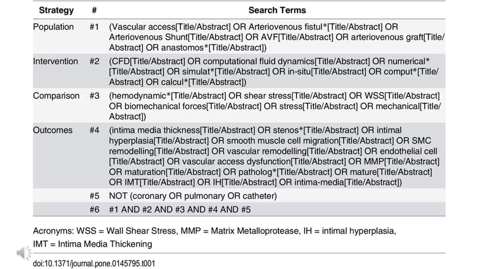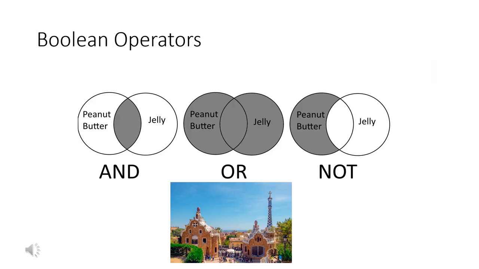As you can see in the strategy we used as an example previously, here in search block number 6, we see that all the search blocks are connected with AND. This is typically done in all search strings. We use AND to connect all the search blocks.